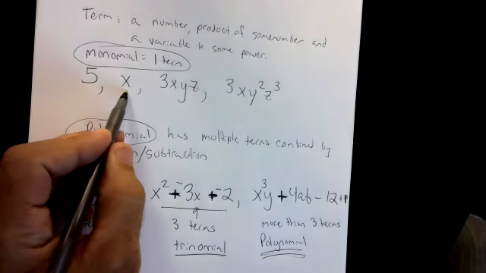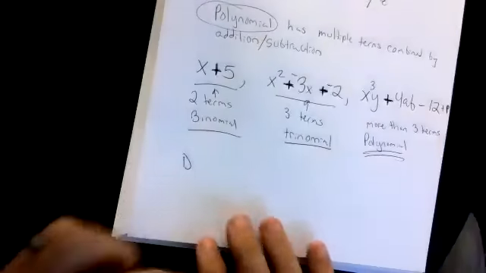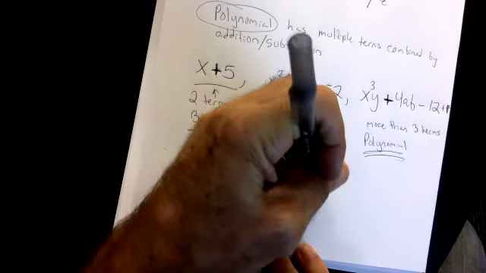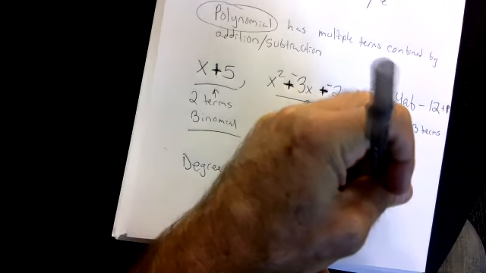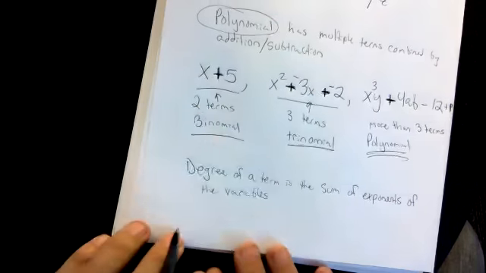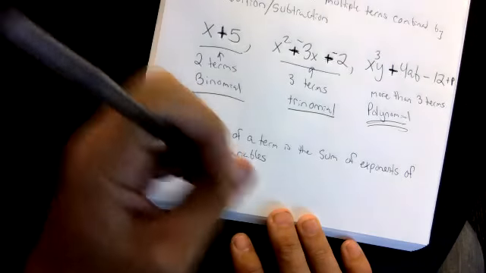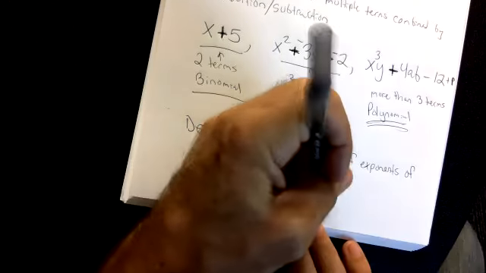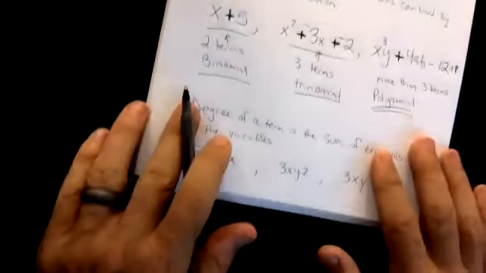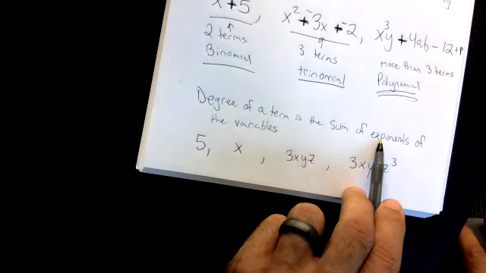Okay, now each term can also have a degree. So the degree of a term is the sum of the exponents of the variables. So if we do that same list of terms, so 5, x, or 3xyz, or 3xy squared z to the third, that same list we had up here at the top, we can find the degree of each of these. Now, it's just the sum, which means to add the exponents of the variable.